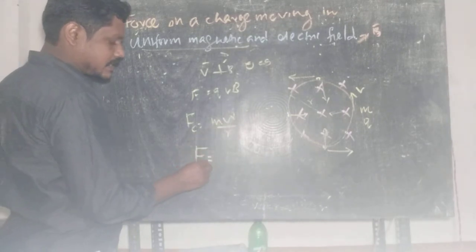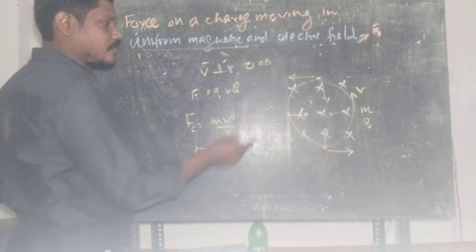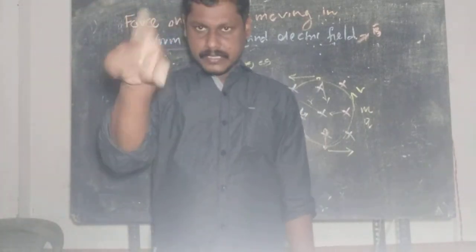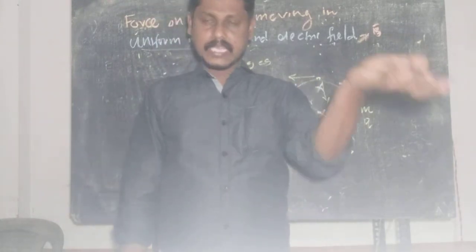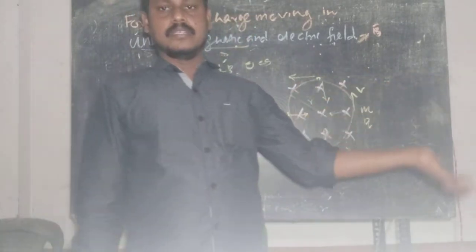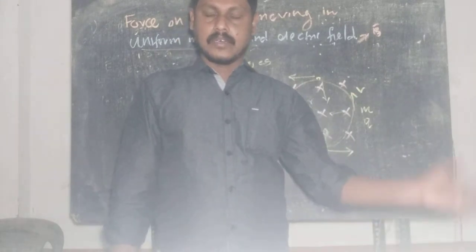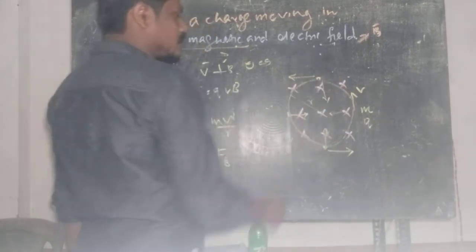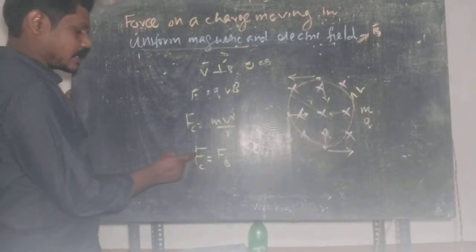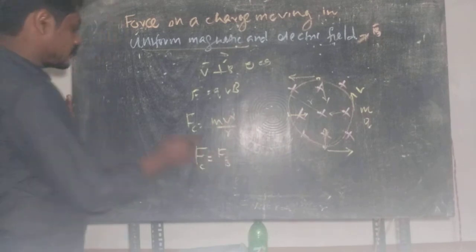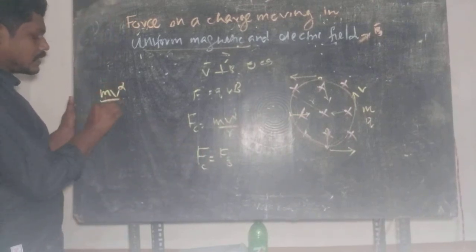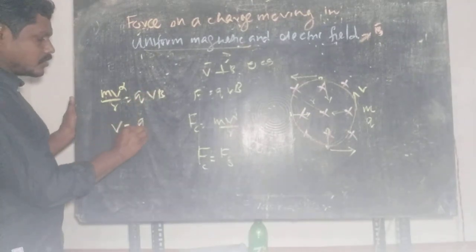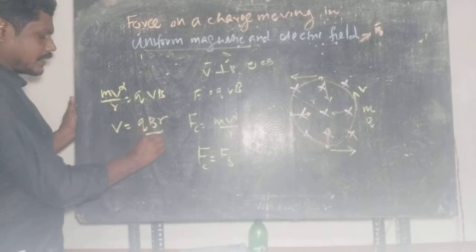But actually here the centripetal force is the magnetic force experienced. You know, for the planets to revolve around the sun, they are experiencing gravitational force. So their centripetal force is the gravitational force between the earth or the planet and the sun. Here the centripetal force required for the particle to move is the magnetic force. We are writing F centripetal equal to the magnetic force, that is mv square by r equal to qvB, or we can write v equal to qBr by m.